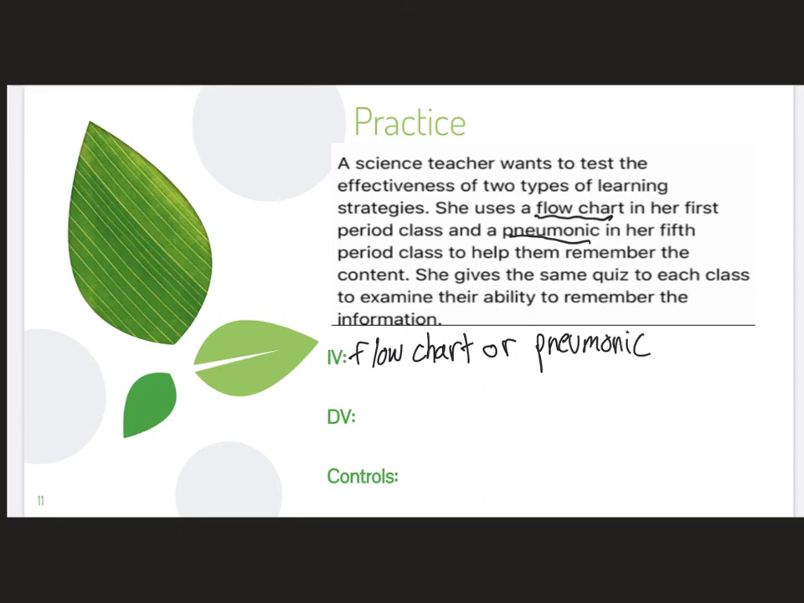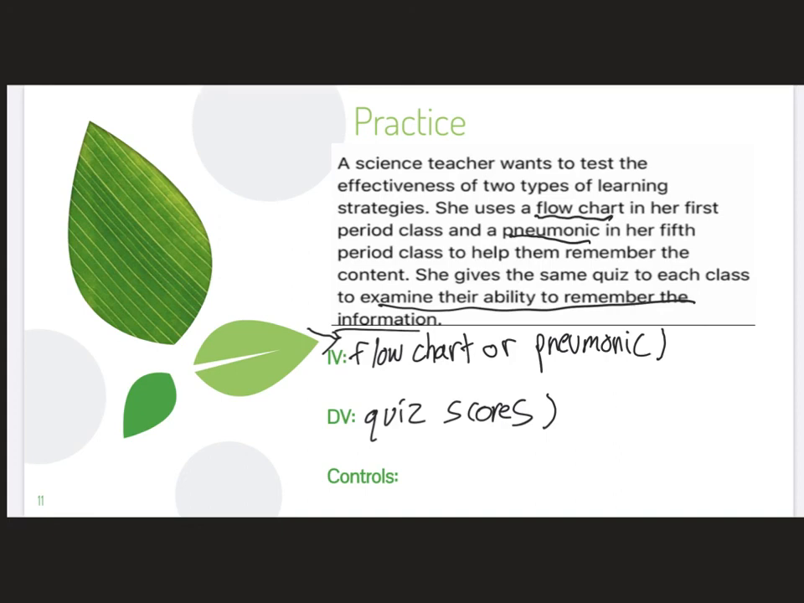And for the dependent variable, we were trying to look at the effect of using a flowchart or mnemonic on the student's ability to remember the information. So I would say that's probably going to be measured as their quiz scores, or you could say their ability to remember the information. So what is the effect of using these strategies on the student's quiz scores?